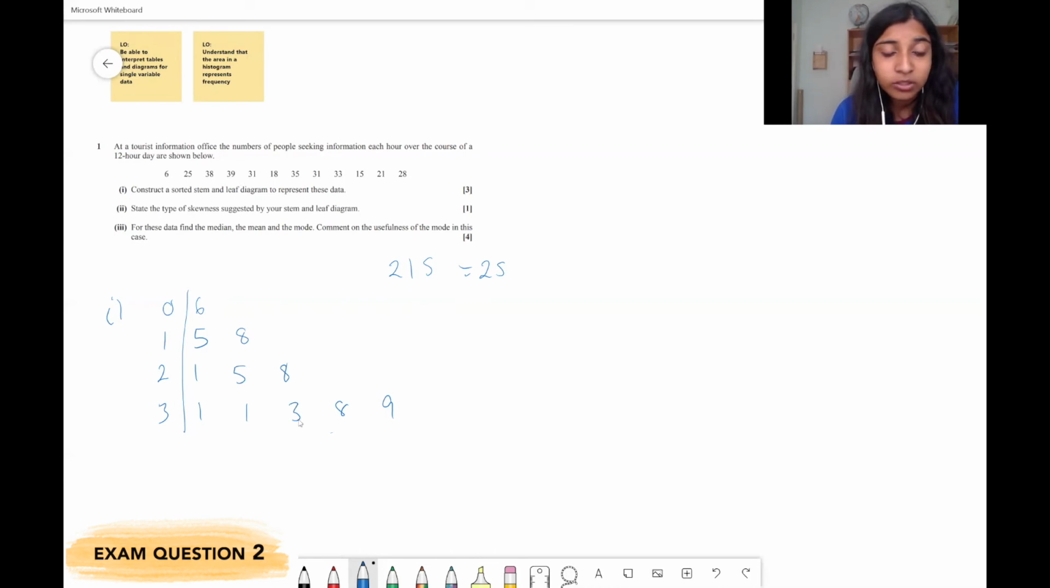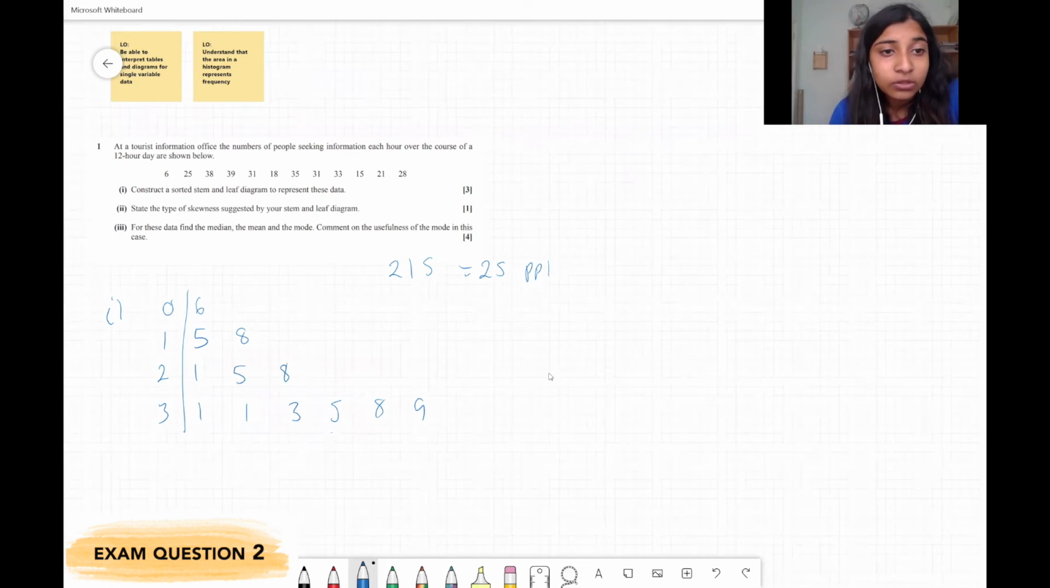So we have 1, 2, 3, 4, 5, 6, 7, 8, 9, 10, 11. So we're missing 1. So that was 35. We forgot 35. So let's just add that in: 35, 8, 9, and now that's everything. So that's our stem and leaf diagram. And remember to have this on the edge, that 2 | 5 equals 25 people.